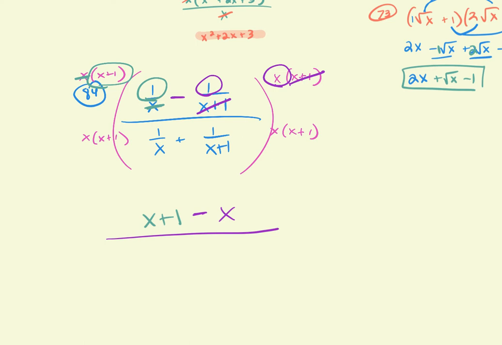That goes over. In the bottom, the first one, the x's cancel, and I get x plus 1 times 1, which is x plus 1. Take the plus from the middle. The x plus 1's cancel. 1 times x is just x.